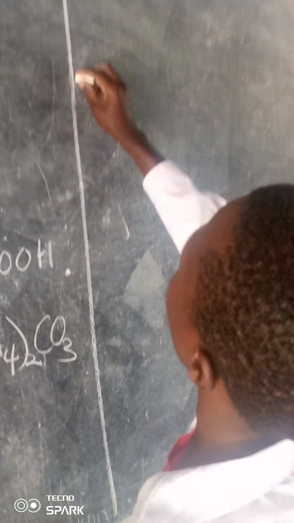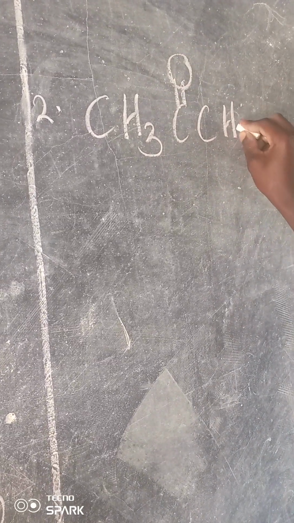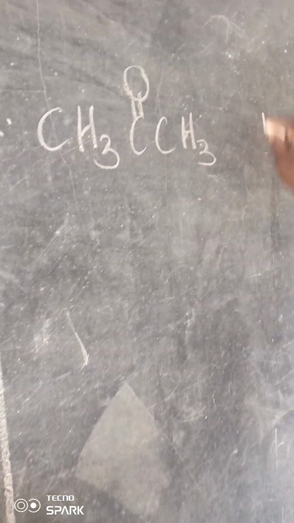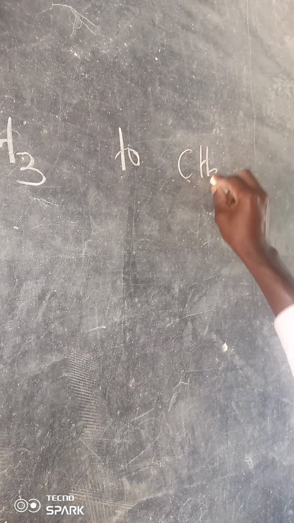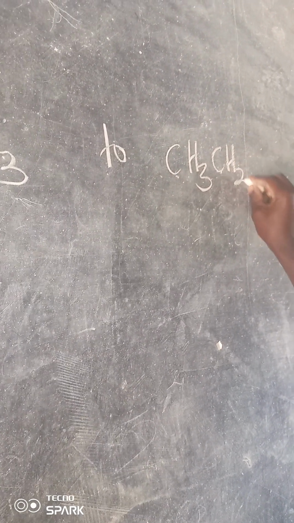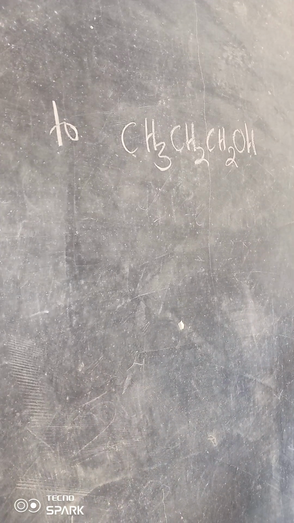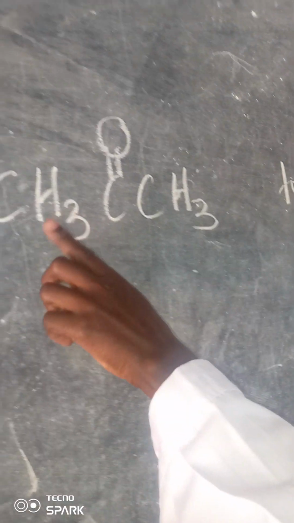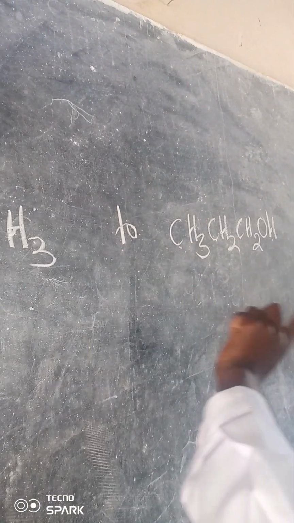Now, number 2, we are going to convert this compound to this one, to propan-1-ol. This one I'm going to change, the propanol into propan-1-ol. How am I going to do it?